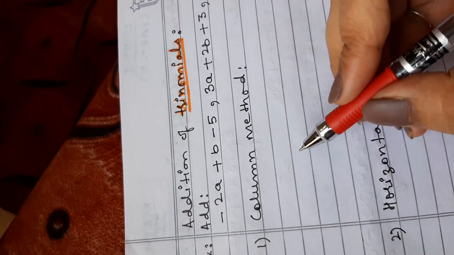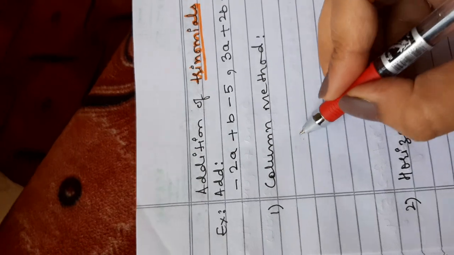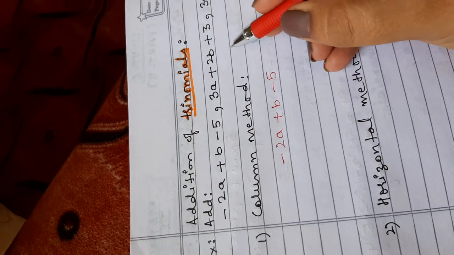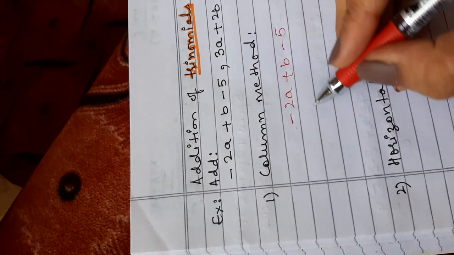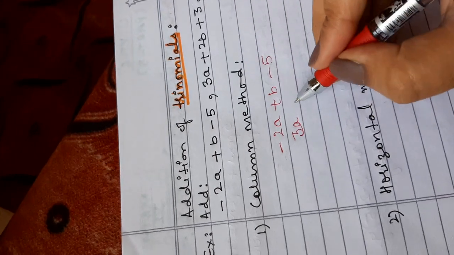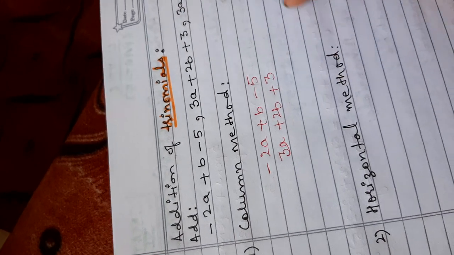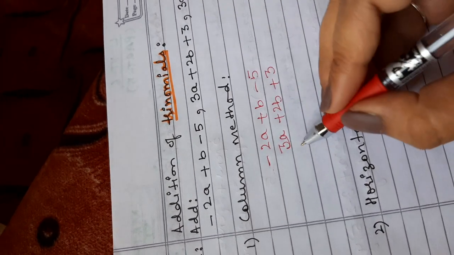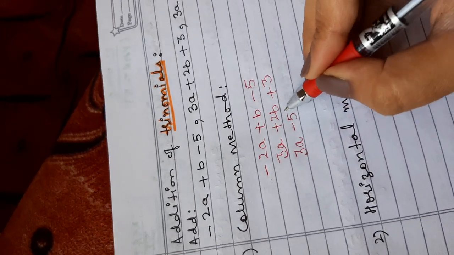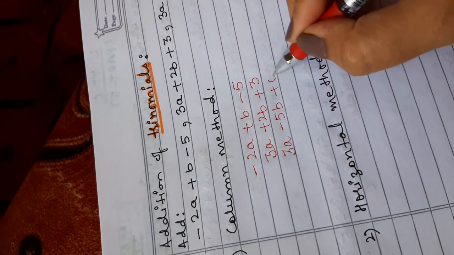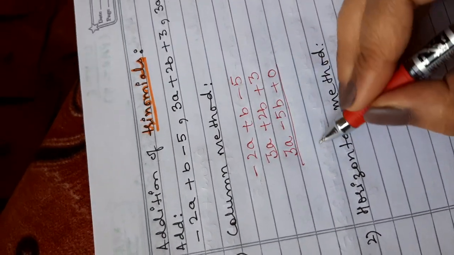Let us add this column method first. Write the first one, minus 2a plus b minus 5. Write the other terms below the like terms. 3a will come here, 2b will come here, plus 2b along with their sign, plus 3 right here, 3a minus 5b. Now 3a will go to the a column, this minus 5b along with the sign, so minus 5, but the constant part is not there, so we will take nothing, or you can write 0 here in that place.